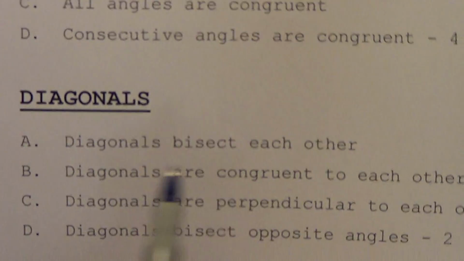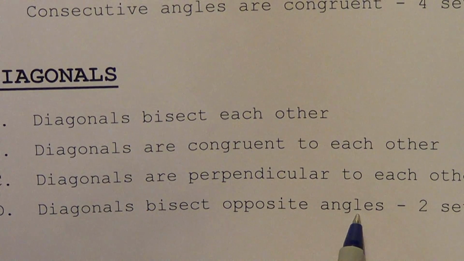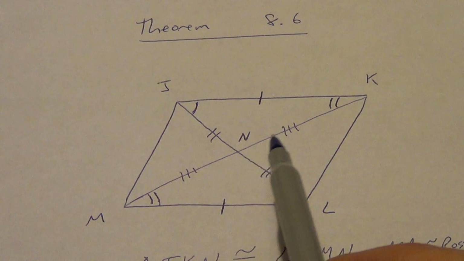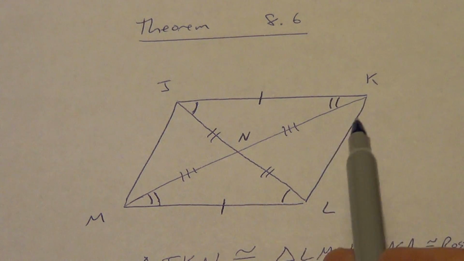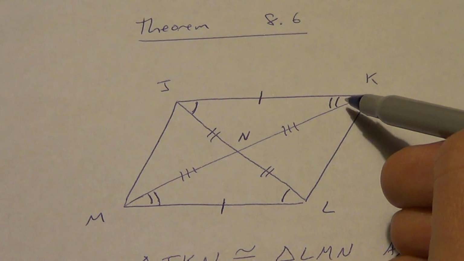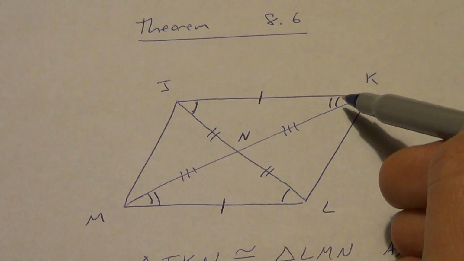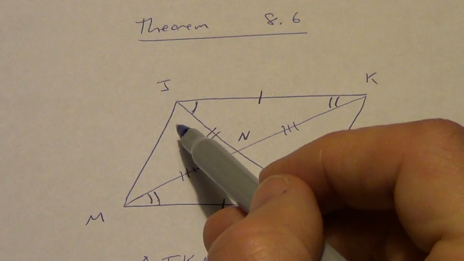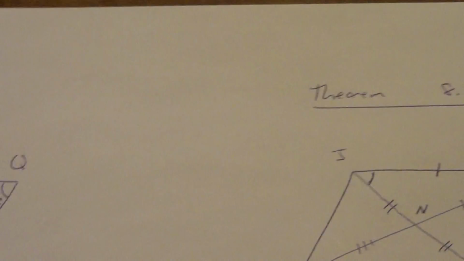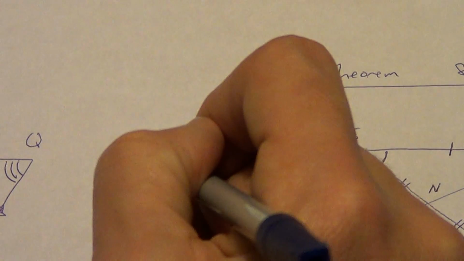And then finally, diagonals bisect opposite angles. So what do I mean when I say they bisect the opposite angles? It means when it runs up here into the corner, it cuts this original angle JKL in half. In other words, this has to be congruent to this. Now, that looks like maybe it's true, but maybe not. And we can draw a more exaggerated parallelogram and show you that it's definitely not true.